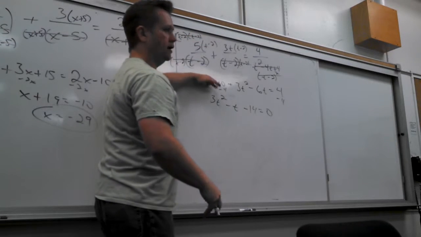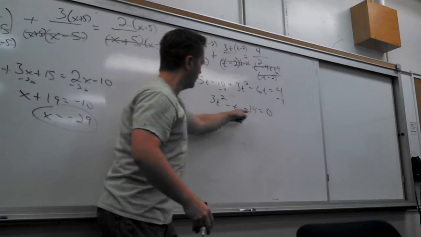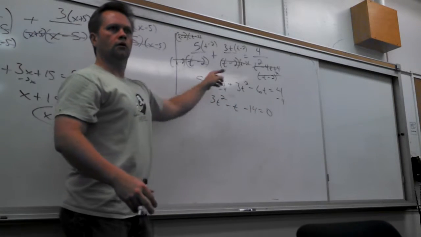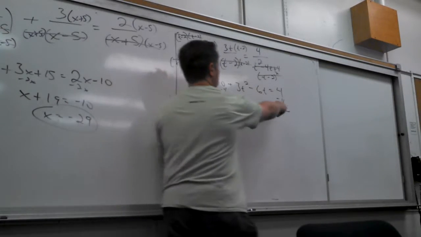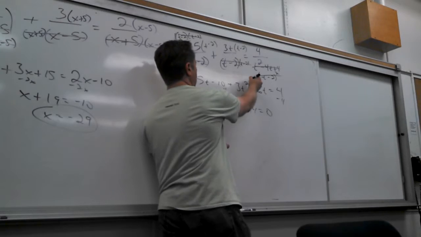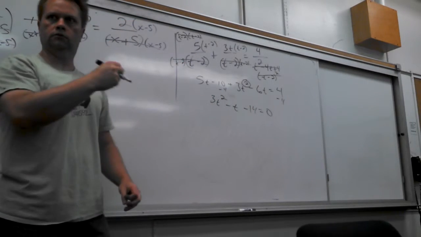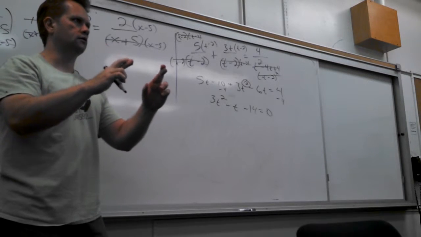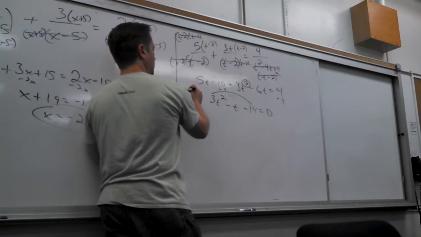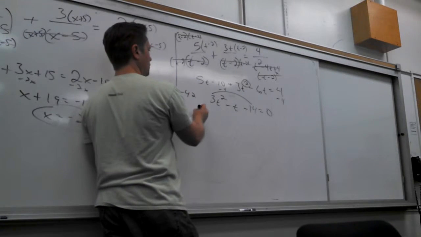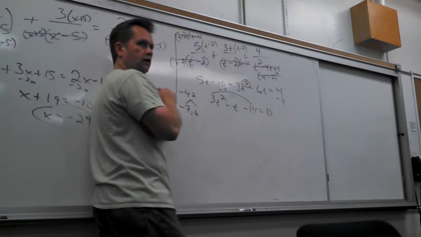Now, forgetting everything else, it doesn't matter how I got here. What matters is, now that I'm here, what do I do? If I gave you that problem, what would you do? Good, I'd factor it. That's really why we subtracted 4, because I have a squared variable, and I have to get it equal to 0. So then you get 42. Negative 7 and 6. I like it.